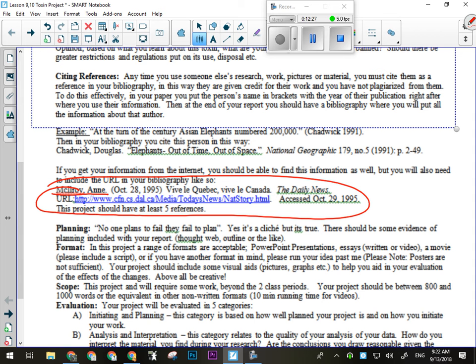So in that case, if you can't find any names, then you would say multiple contributors from the Center for Disease Control or something like that. You would have to, because you wouldn't be able to find the actual names. But try your best to find the person's name.